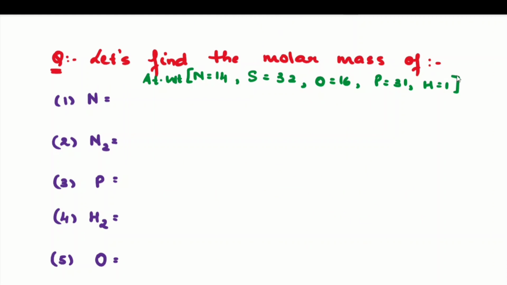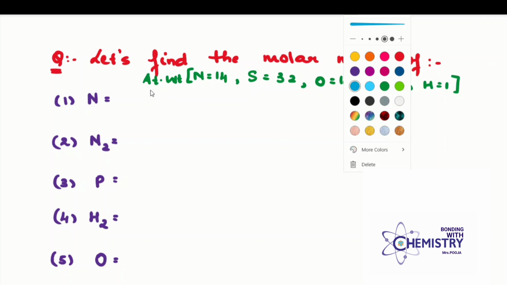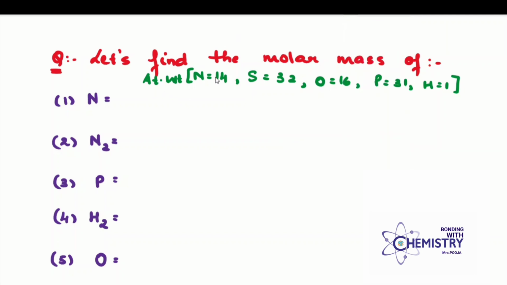Let's find the molar mass of nitrogen. In order to find the molar mass for nitrogen, first of all you should know the atomic masses. The atomic masses or atomic weights are already given in the brackets. For nitrogen, we know that the atomic weight is 14. So that will be equal to 14 gram. So for nitrogen, the molar mass is how much? It is 14 gram. Clear?